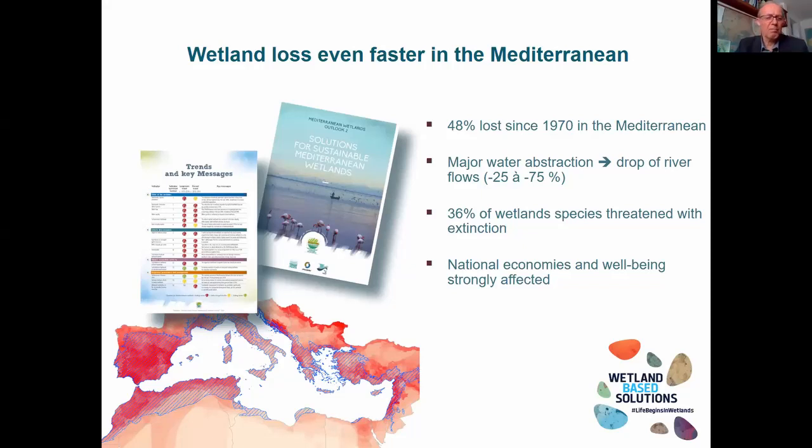Ce prélèvement d'eau dans les rivières, dans les fleuves, fait que leur flux depuis 70 également a considérablement réduit, leur débit a réduit entre 25 et 75%. Plus d'un tiers des espèces liées aux zones humides sont menacées d'extinction, et tout cela, bien sûr, a un impact fort sur les économies et sur le bien-être des nations du bassin méditerranéen.